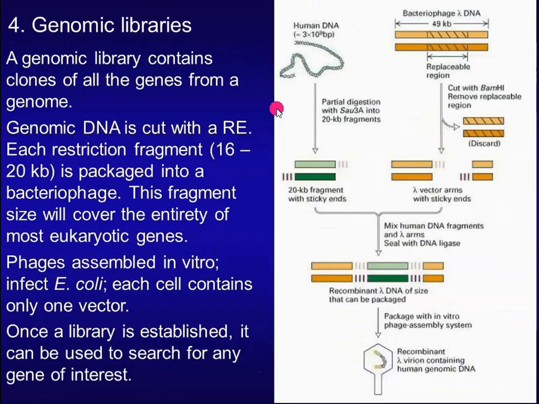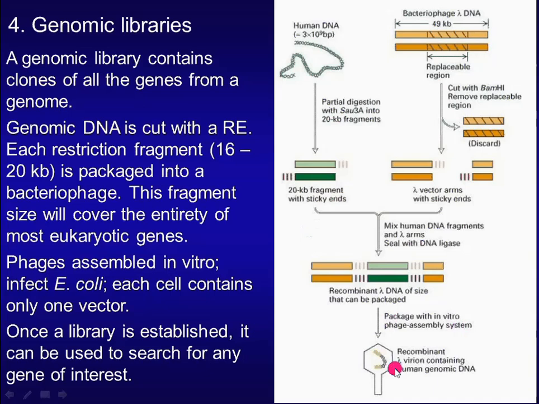A genomic library contains clones of all genes from a genome. Genomic DNA is cut with a restriction enzyme, for example, SAL3A. At the same time, bacteriophage is cut with BAMH1. Ligation using T4 DNA ligase leads to insertion of each fragment into the phage. Recombinant phages are assembled using an in vitro phage assembly system.